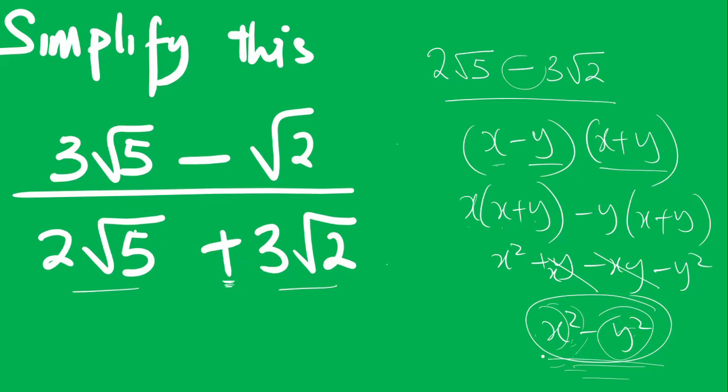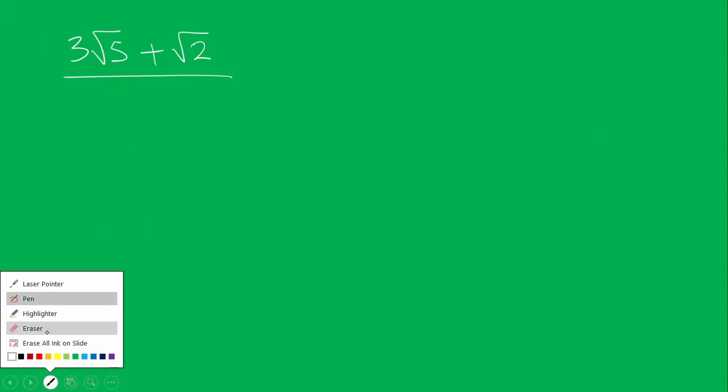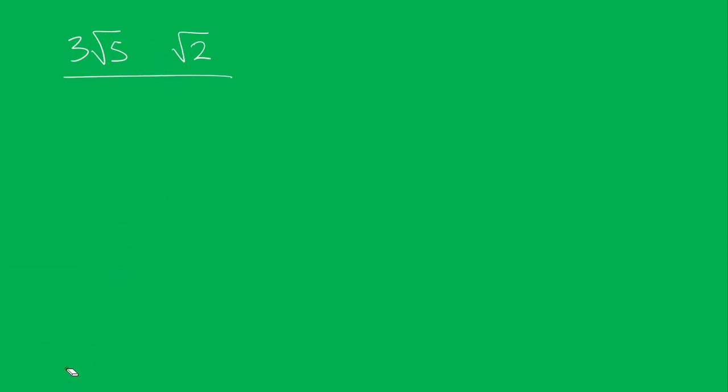So the question is 3 root 5 minus root 2, divided by, let me see, okay, 2 root 5 plus 3 root 2. Here is minus in the numerator. So that is it. This is the question they gave us.